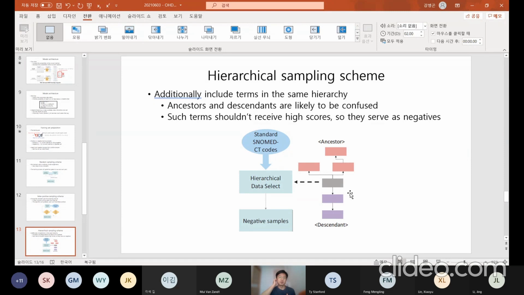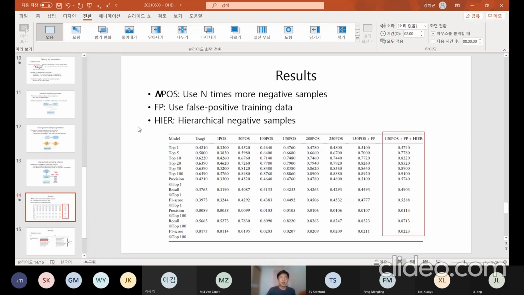So what we did is, once we located the ground truth matching term, we moved up or down 2 levels in both directions and chose those terms as the negative samples to indicate that they shouldn't be inside of the top 100 list. So this one is more specific to the term set that has a hierarchical nature. And using all of those actually produced the best result.